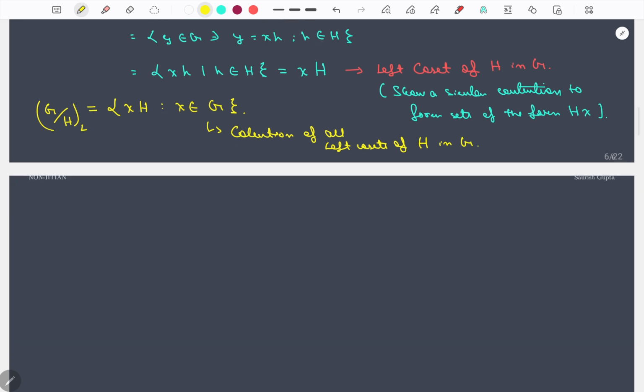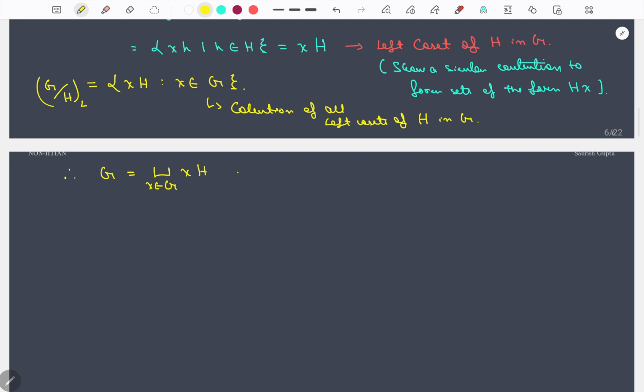Now we know that there's a very interesting property of equivalence classes, that is they partition the set, right? Therefore I can write G as a disjoint union of these left cosets as x traverses over G. Now if G is finite, then what can we do? Then the cardinality of G should just be the sum of the cardinalities of these left cosets as x traverses over G, right? Is it clear?